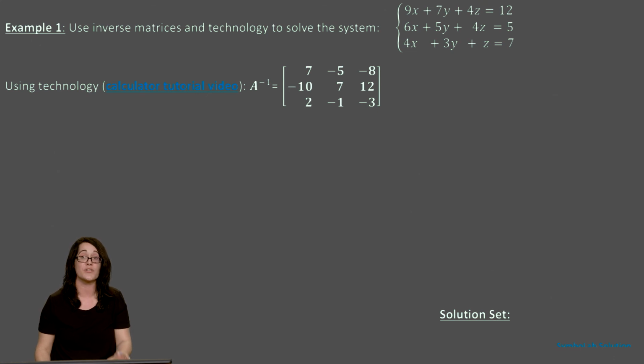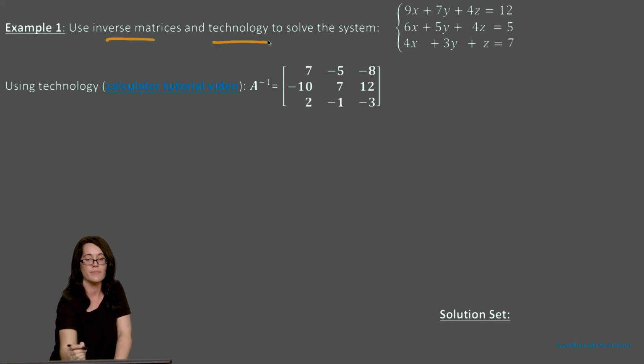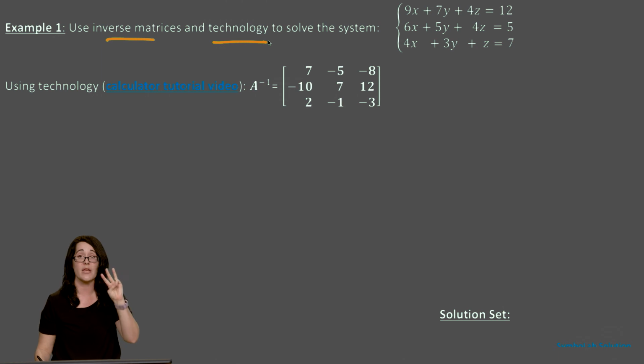So in this case, we're still telling you, use technology, go ahead and find A inverse. I've even provided it for you in case you have trouble with that video right now, if you just want to work along with me. So here we're told to use inverse matrices along with technology to solve the system of 3 equations, 3 unknowns, where equation 1 is 9x plus 7y plus 4z equals 12. Equation 2 is 6x plus 5y plus 4z equals 5. And equation 3, 4x plus 3y plus z equals 7.